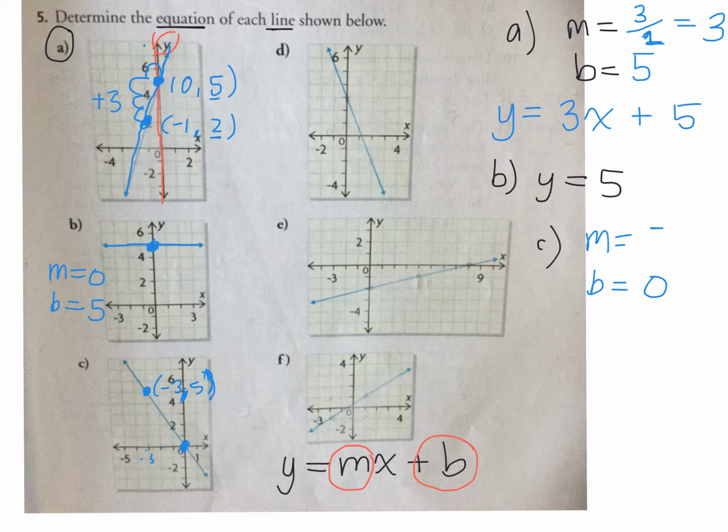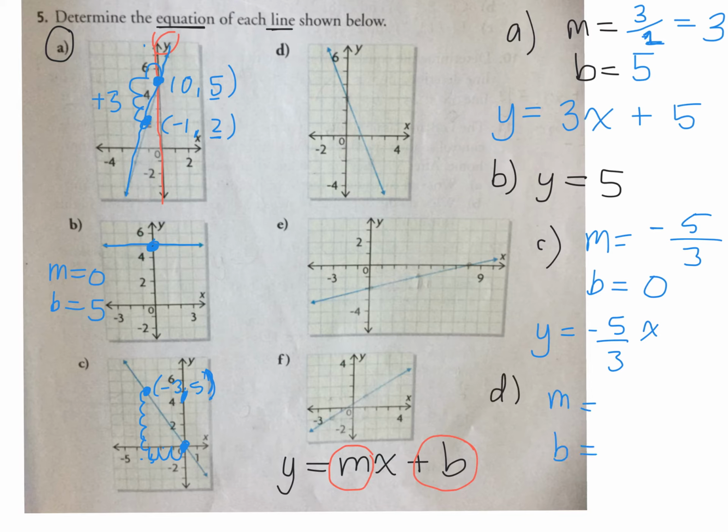Okay, so what is this line? What's the rise? 2, 3, 4, 5. Yep, 5. It goes down 5. And to the right, how many? 3. So what's the equation of this line? 5 over 3x. Do I have to put plus 0?